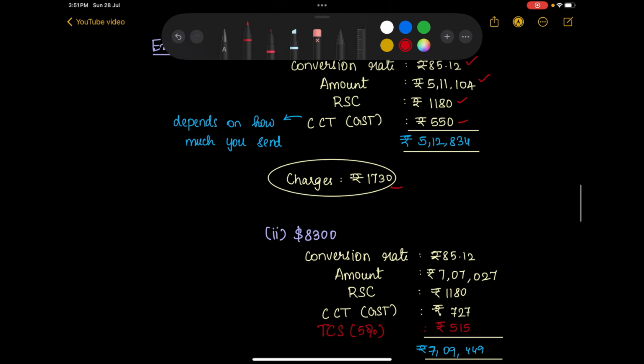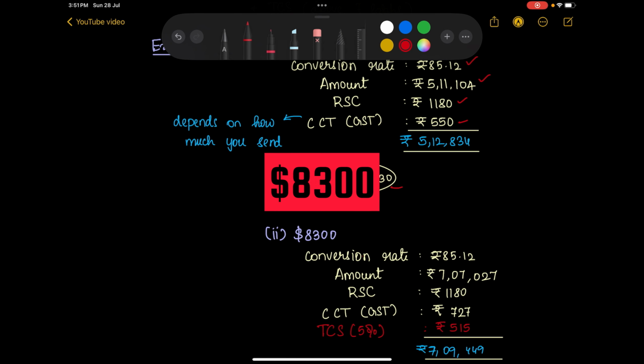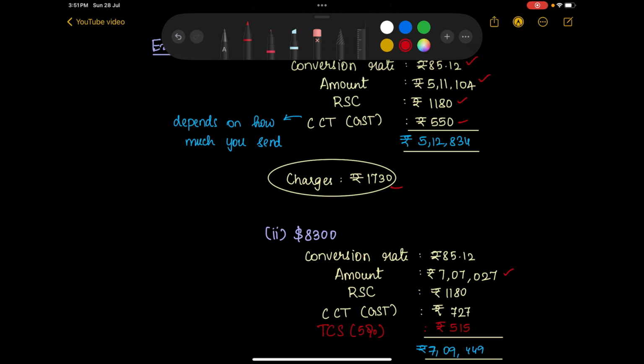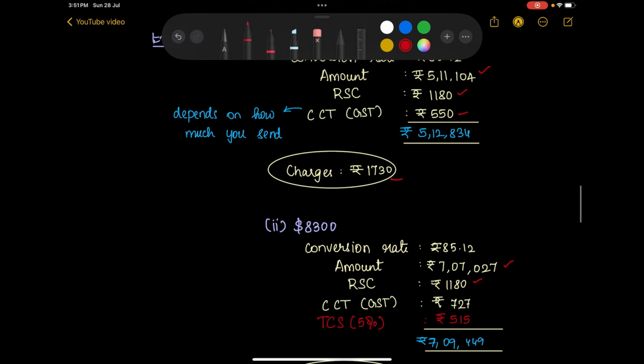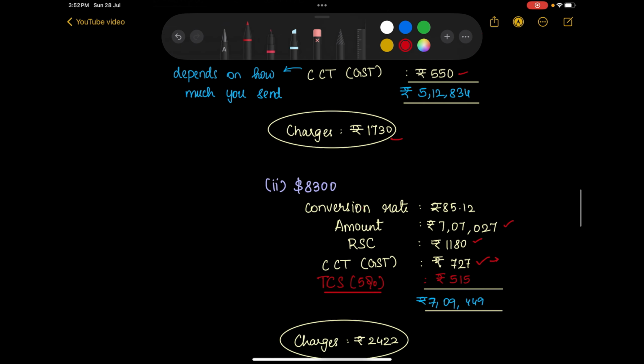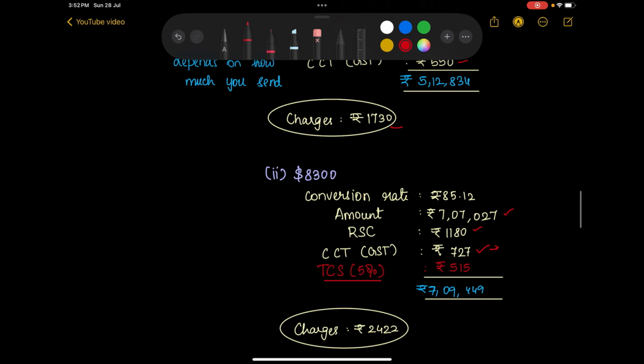At the same time, if I wish to send $8,300 to the US, the amount is going to be 7,07,027, with 1,180 for the remittance service charge. The currency conversion tax is 727. This depends upon how much funds you are transferring. And apart from this, a 5% TCS is applied here. On the whole, it comes up to 7,09,449 and the charges come up to 2,422.